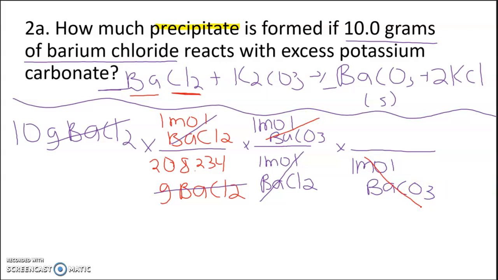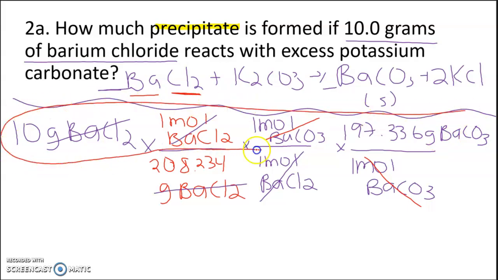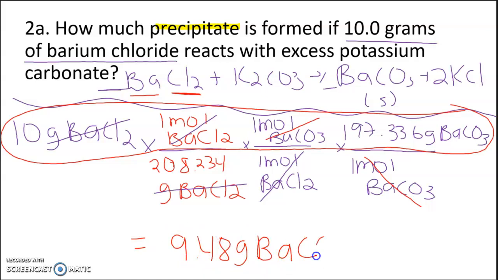You go to your periodic table, add up 1 barium, 1 carbon, 3 oxygens, and you should get 197.336 grams. And then to solve, multiply across the top, so 10 times 1 times 197.336, divided by what you multiply across the bottom. And you should get an answer of about 948 grams barium carbonate.